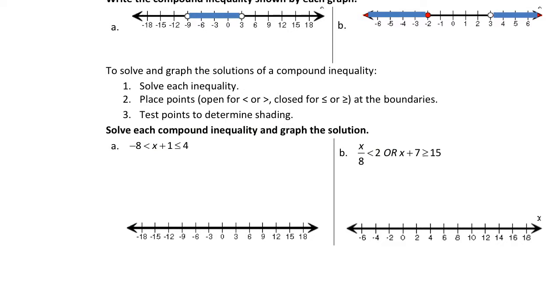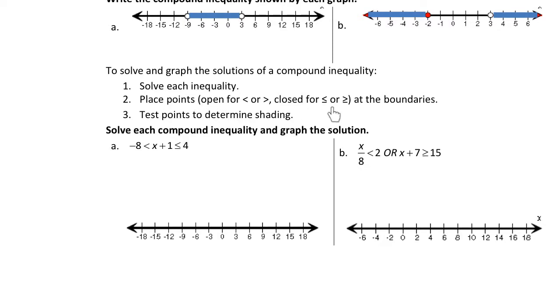In this lesson, we're actually going to solve and graph the solutions of a compound inequality. There's many of the same steps that we did when we're solving just regular inequalities. So we solve each one, because sometimes you can see, like in example B, we actually have two different inequalities here we have to solve.